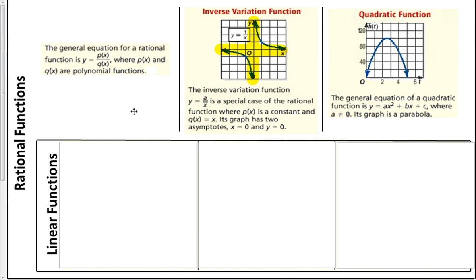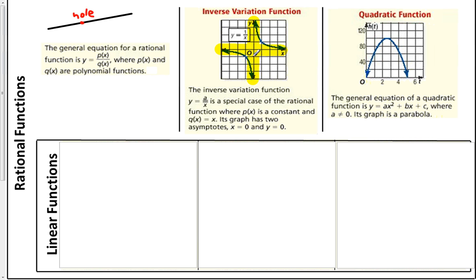As far as other special cases with rational functions that I don't have pictured here, you could have something that looks like a line, except for the fact that at one very special point, or maybe more than one very special point, the line is undefined. That would be considered a hole. So holes come up in some rational functions.